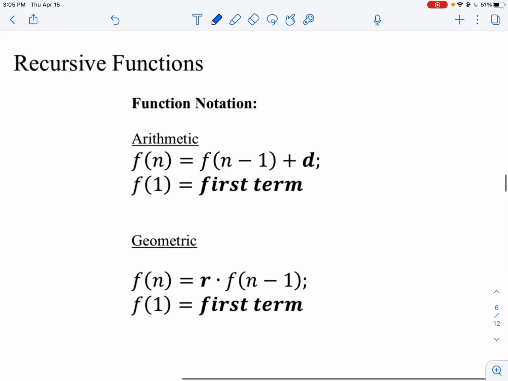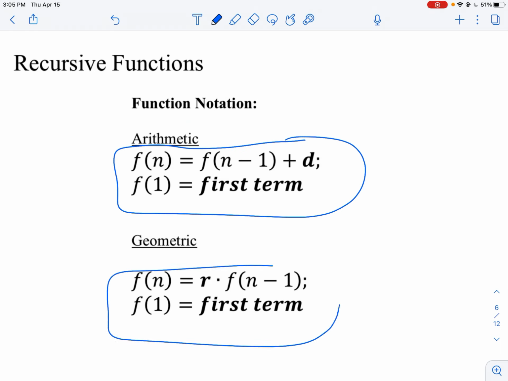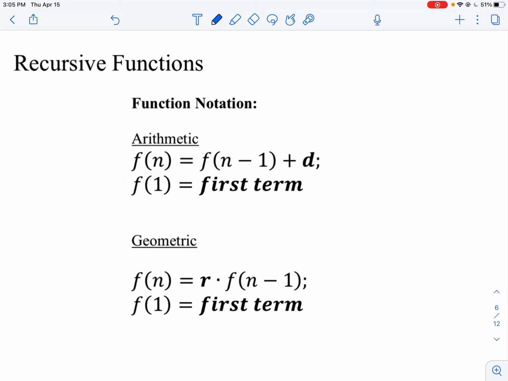We would write recursive functions to describe sequences, whether they're arithmetic or geometric. And they would be in this format. So recursive functions describe the pattern, and they say where the function starts. If you have an arithmetic sequence, which means it's adding or subtracting the same number each time, such as starts at 3 and it's adding 2 each time, so 3, 5, 7, 9, 11. That'd be an example of an arithmetic sequence. And arithmetic sequences have a common difference. That's what this D is, so it's a common difference.